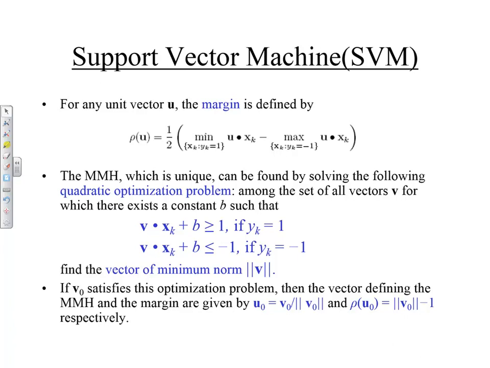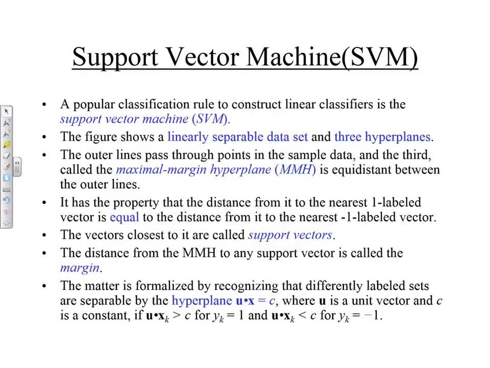And for any unit vector u, the margin is defined in this fashion. You look over all vectors belonging to the class 1, and you take the inner product between u and xk, the feature vector. Then take the minimum of these, because you want c to be smaller than each of these as you go over all elements that have y equal to 1. You want c to be smaller than these for all yk equal to 1.